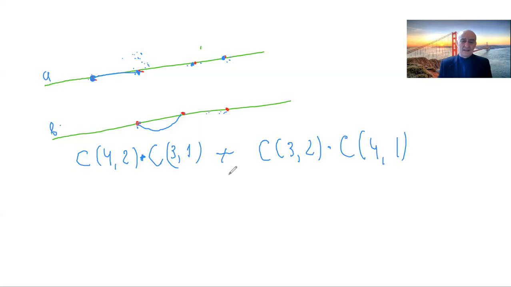I like this example because here we use both the product rule and the sum rule. It's clear that here we should use the product rule, and then we should sum these numbers. Okay.